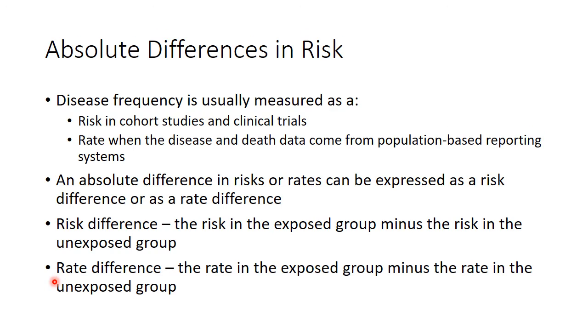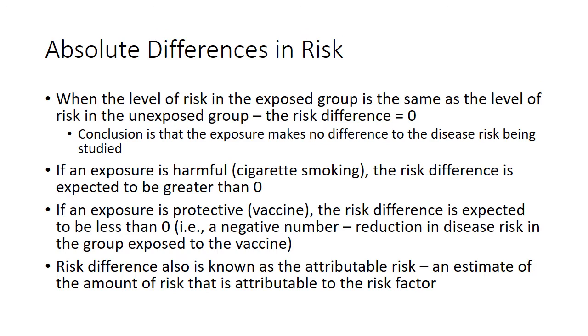Rate differences are exactly the same. It's just you're using a rate developed from whatever your data set is versus risk. Just one minus the other. It's an absolute difference in risk. Now, if there were no differences between the groups, so say for instance that the type of salt intake a person had no effect on their development of hypertension, the risk difference should be 0, right? So the risk should be the same regardless of the exposure in those cases. So in those instances where the risk difference is 0, you could conclude that exposure has no difference on the risk of developing the disease.